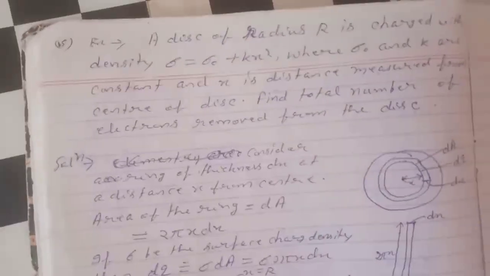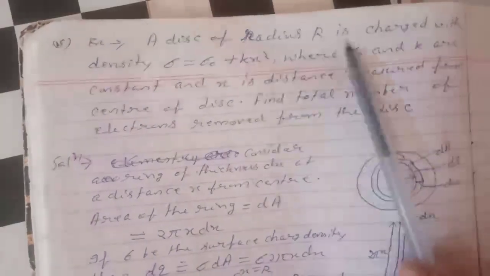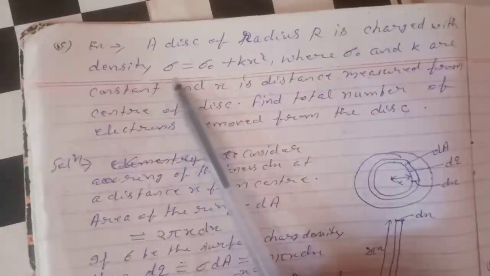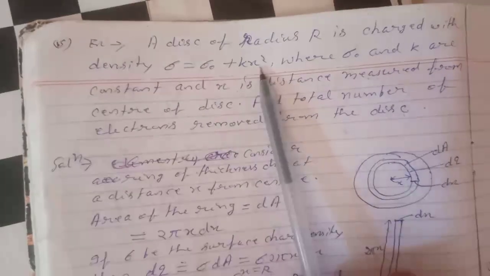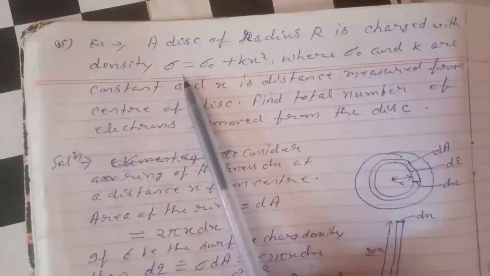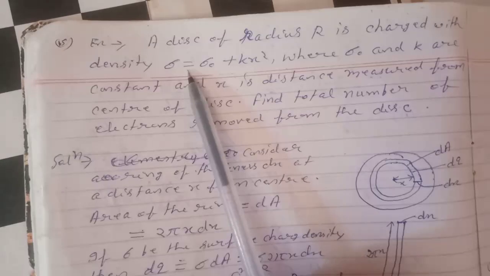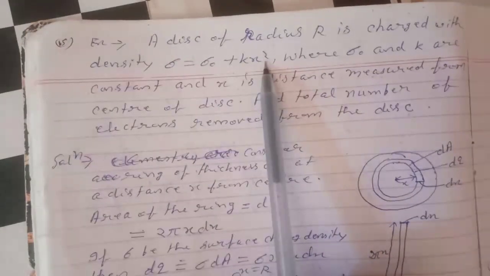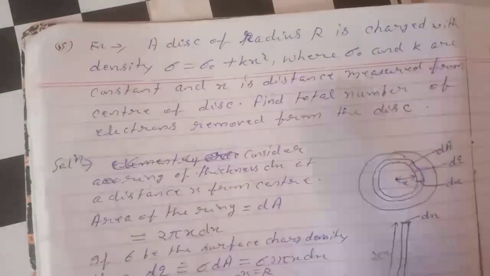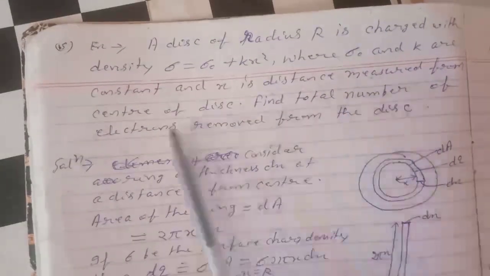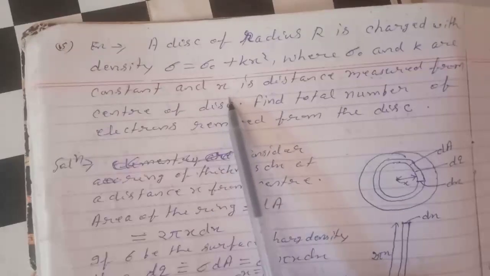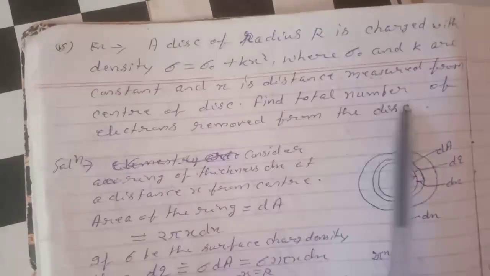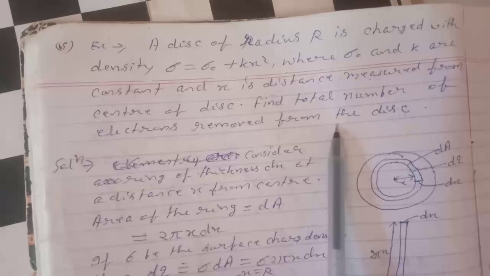Our next topic is an example. Now another problem can be solved. A disk of radius r is charged with density sigma equal to sigma naught plus k x square. Here it is given that the surface charge density is a function of x distance, where sigma naught and k are constants and x is the distance measured from the center of the disk. Find the total number of electrons removed from the disk.